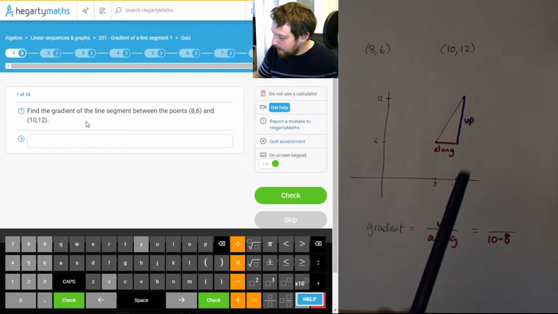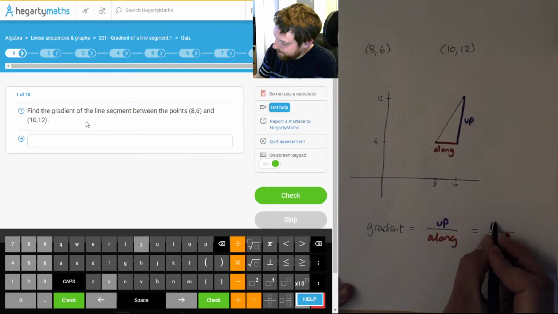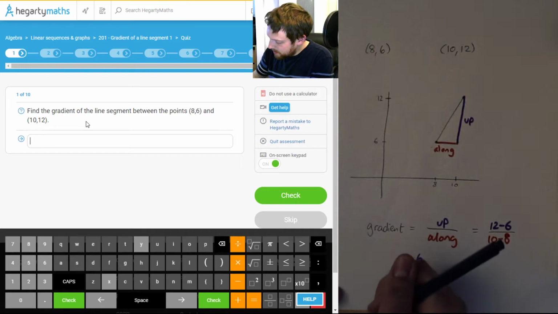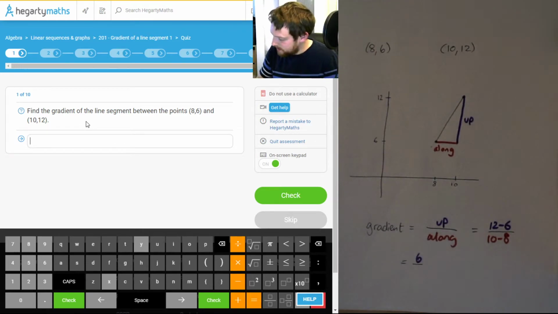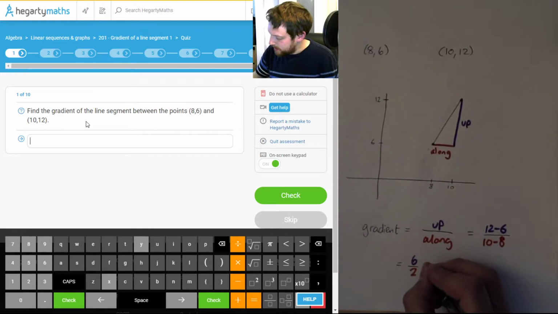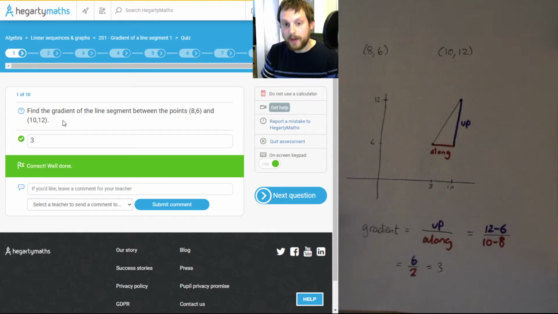And then for the up number, it'll be 12 take away 6. And so what's this? This is 6 over 2, which is 3. So there we go.